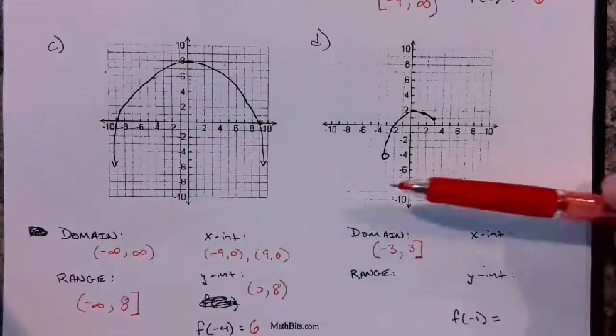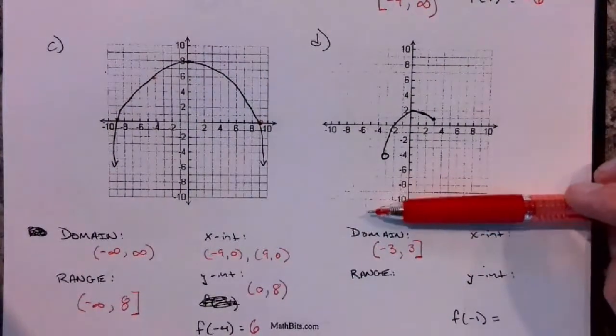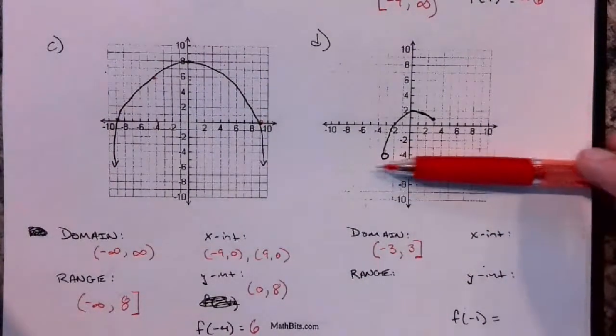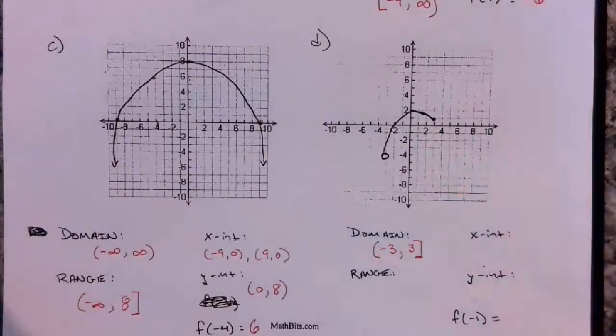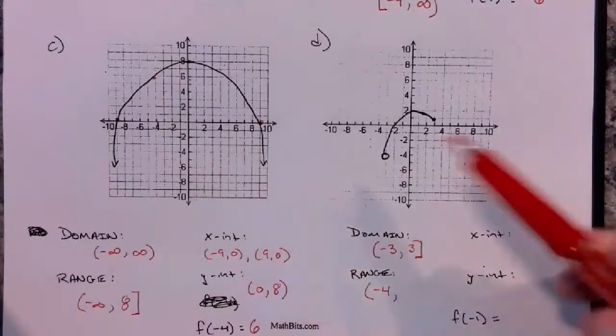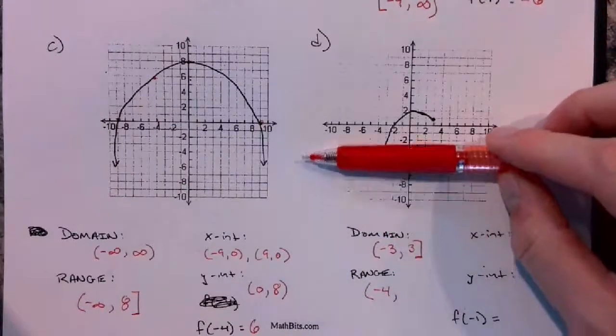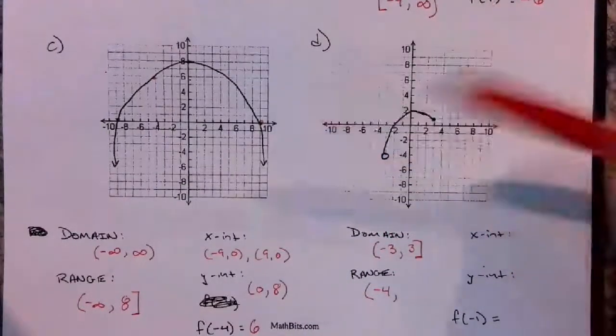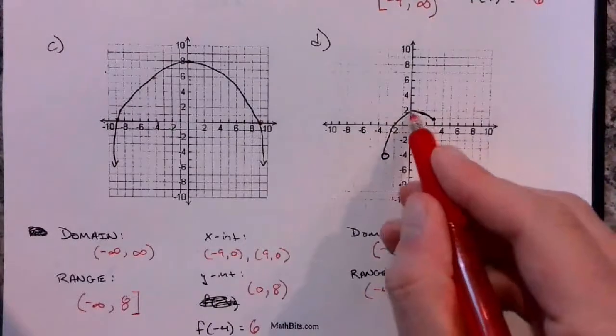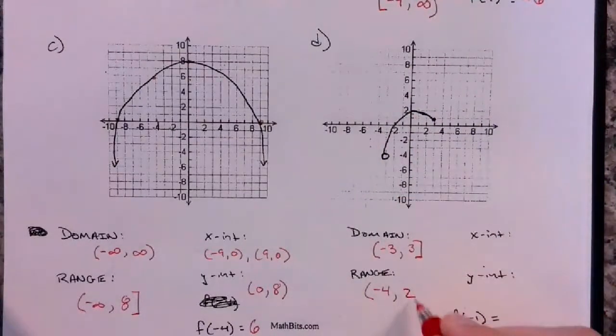For the range from lowest to highest, the lowest y value I have, well, it looks like that starts at negative 4. Open circle means you don't include it, so parenthesis, negative 4, comma, following this all the way up. The highest y value I have is at 2. Goes through that point right there at 2. And since it's a solid line there, we put a bracket.